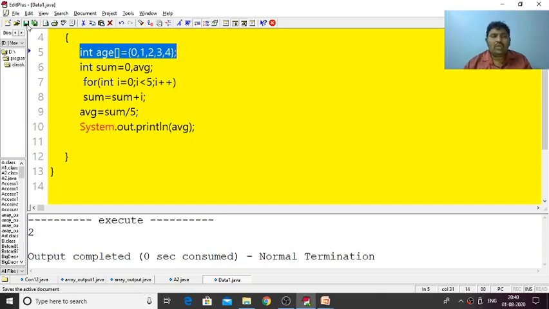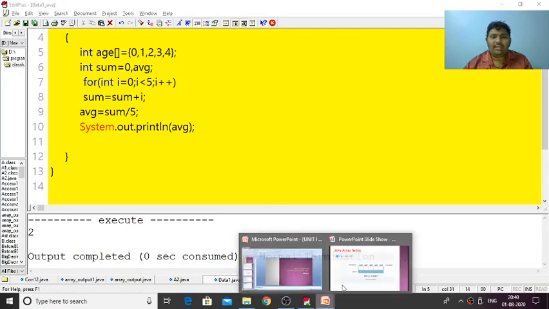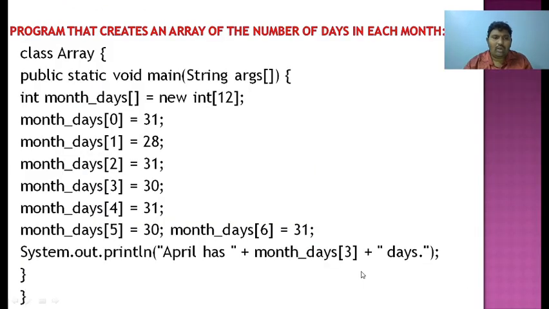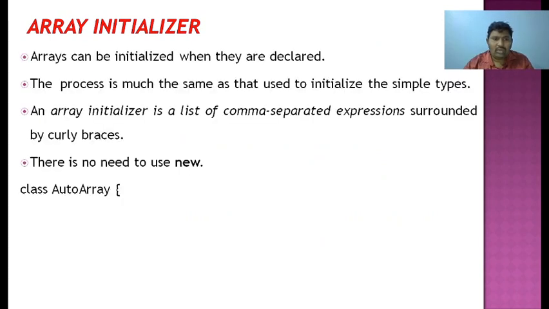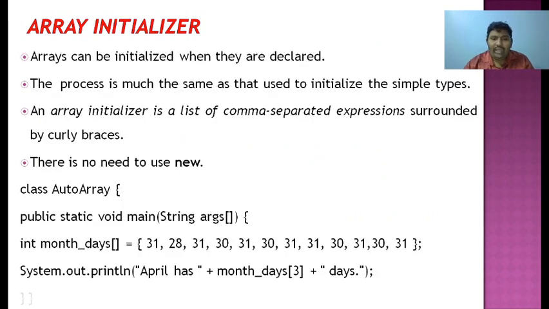So in the single dimensional model, there are two methods. One is with the help of new, and the second one is with the help of this direct initialization of values. So by using these two methods, we can create arrays. Let us move to the next topic. That's what I just discussed with you. This is also one way we can create an array, the initialization concept.